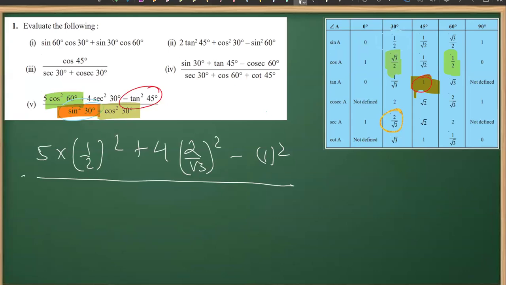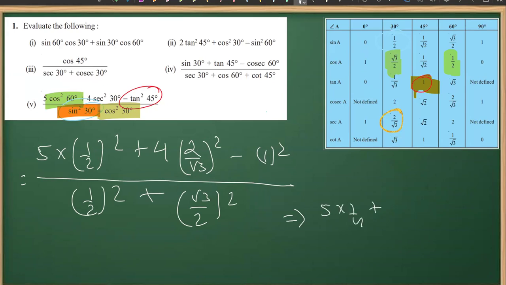That whole divided by sin 30, and the sin 30 value is half. So it's half square plus cos square 30. So cos 30 is root 3 by 2, so it's square. Now, if I place these values here, it will give you 5 times 1 by 4 plus 4 times, and the square of this is 4 by 3, and minus 1.